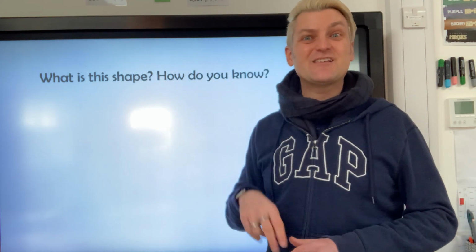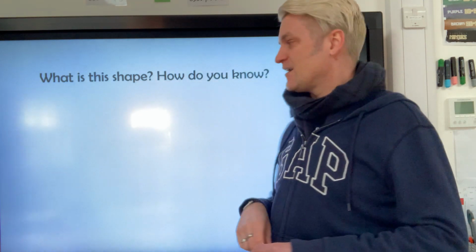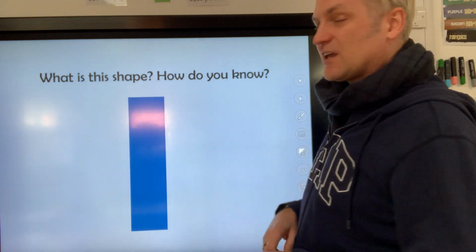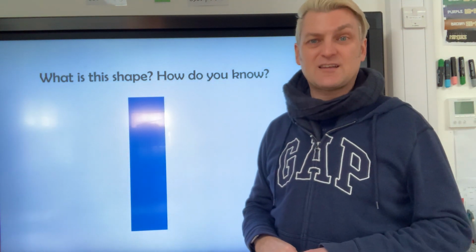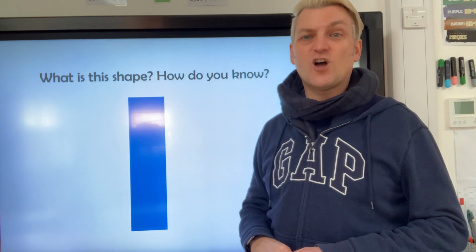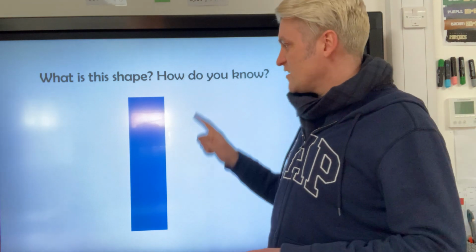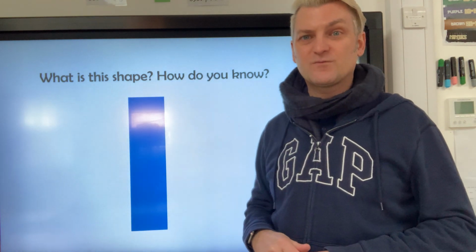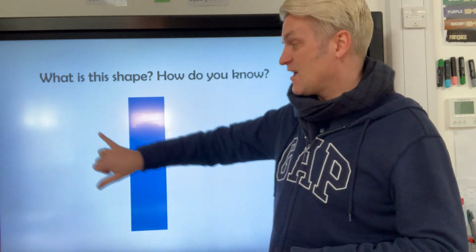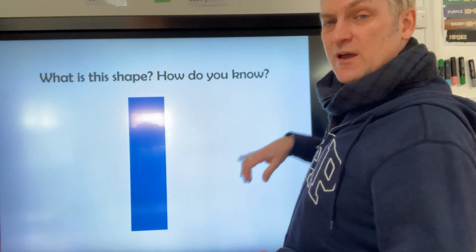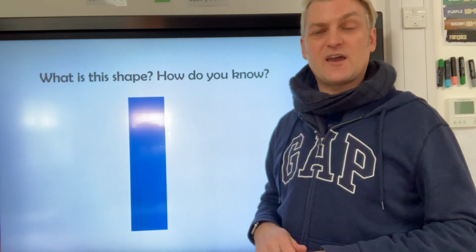Yes, because it's got 2 names, hasn't it? Here we are. It's this one here. It could be a rectangle. You can also call it an oblong, can't you? So this rectangle, this oblong, remember the one from yesterday? It was a big one that went this way, but they can stand up the other way as well.